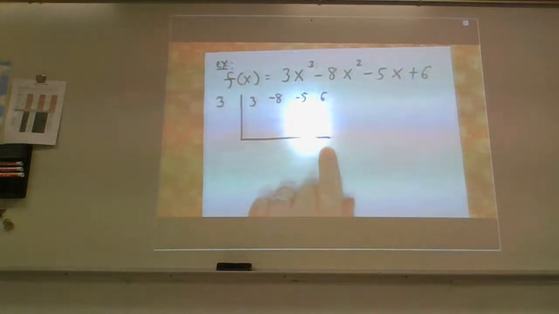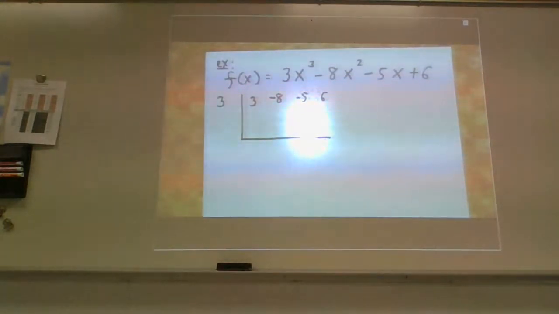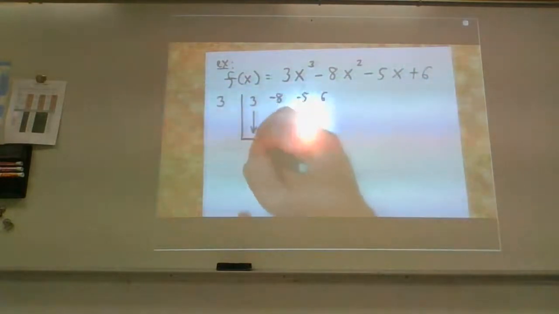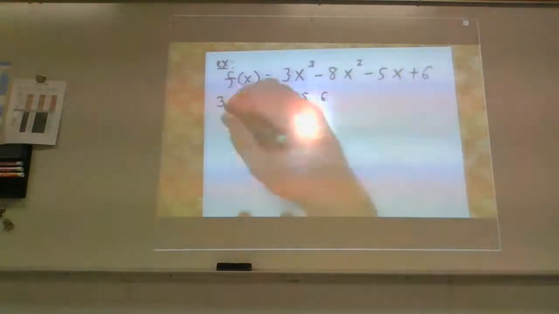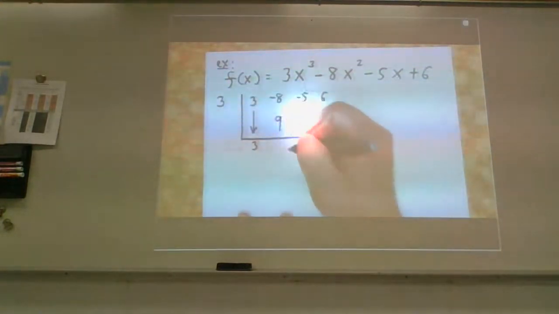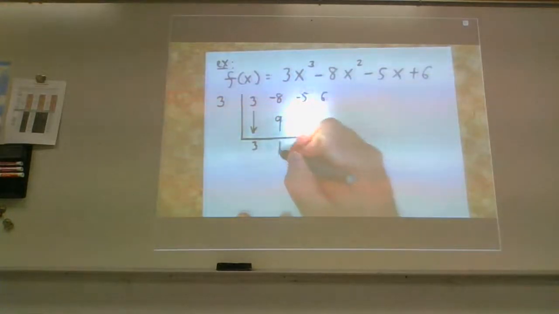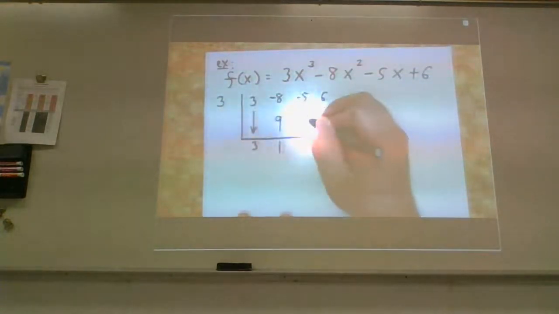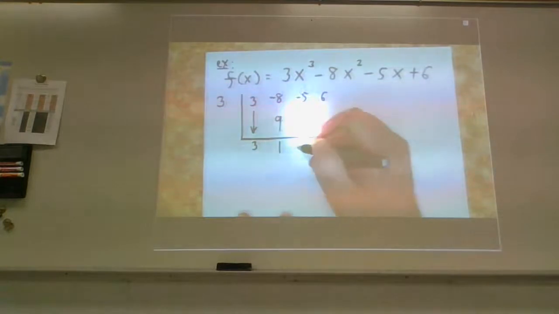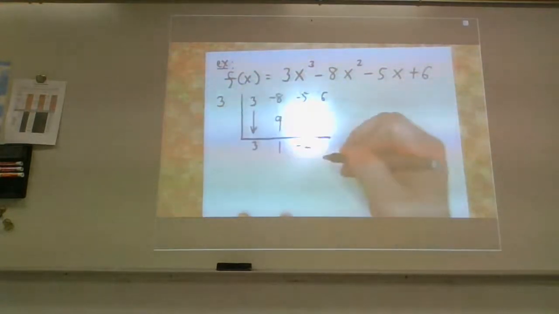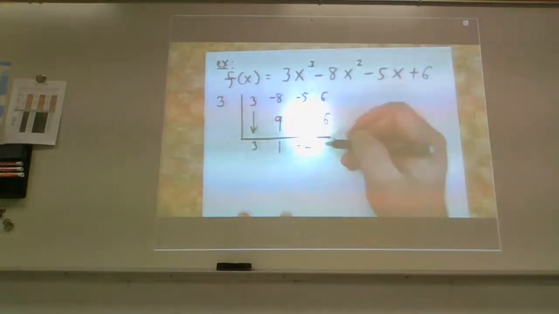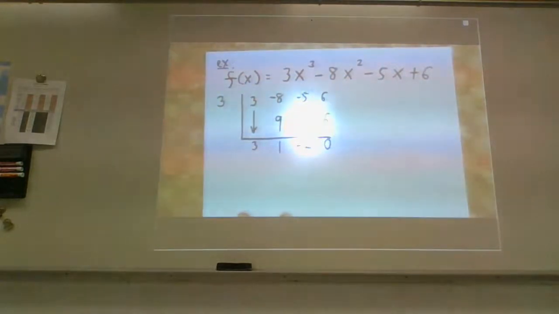I'm pretty confident that we're right. Well, let's just see what happens. 3 plus nothing is 3. Multiply. -8 plus 9 is 1. Multiply. -5 plus 3 is -2. Multiply. 6 plus -6 is 0. It worked. Now, we're not done yet because we have other zeros to find as well.